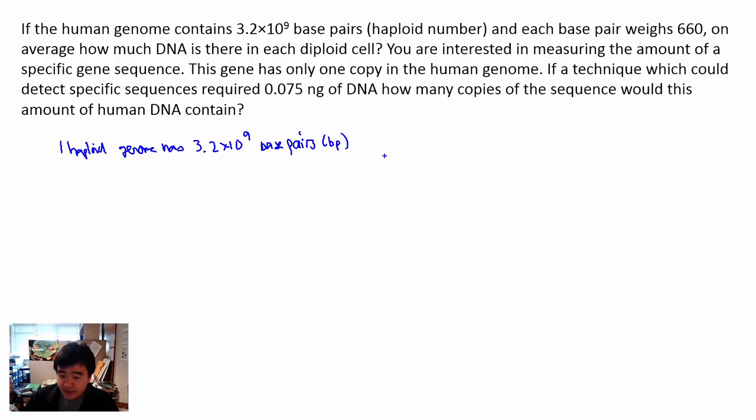Now, if we know that the molecular weight of a base pair is 660, this means that 1 mole of base pairs is equivalent to 660 grams. So literally, if in my hand I'm holding 660 grams of base pairs, then I'm holding 1 mole of base pairs. We can continue this conversion and say 1 millimole of base pairs is equal to 660 milligrams, and so on. But then how many millimoles of base pairs do I actually have in a haploid genome?